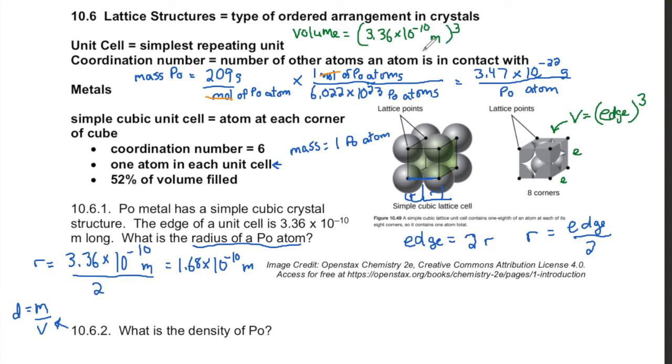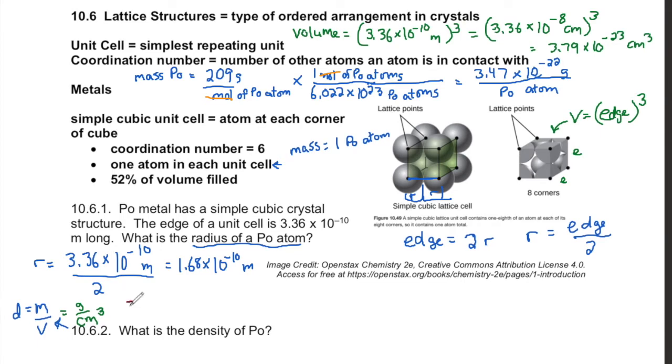It might be a little bit more typical to see the density being in grams per cubic centimeter. So if you like, you can convert this to centimeters first before you cube it. Otherwise, you'll have to convert cubic meters to cubic centimeters at the end. So let's go ahead and do that. There are 100 centimeters in a meter, so the edge would also be 3.36 times 10 to the negative 8 centimeters. And we can cube that. And that comes out to be 3.79 times 10 to the minus 23 cubic centimeters.